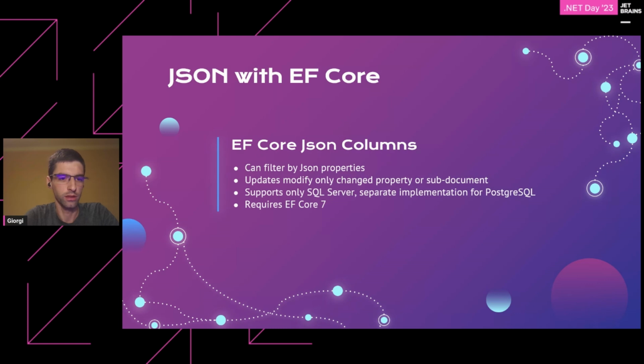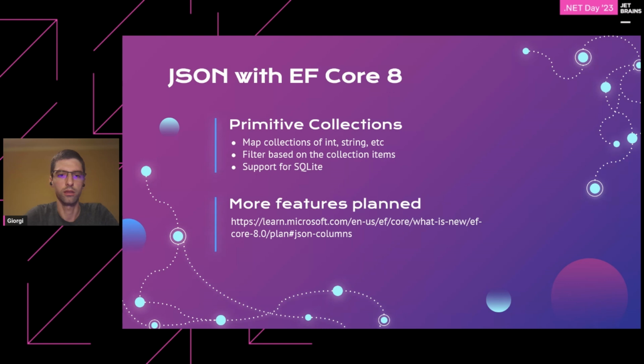In version 7, Entity Framework supports only SQL Server, and there is a separate implementation for Postgres. But starting from Entity Framework Core version 8, which will be released in November, there is also support for JSON in SQLite. And there are also some improvements for mapping the JSON.